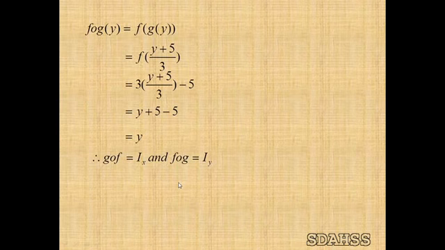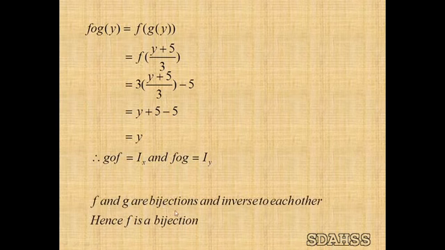Now we got g dot f of x is equal to x, and f dot g of y is equal to y. So this can be written as g dot f is equal to I x, where I means identity, and f dot g is equal to I y. So f and g are bijections and inverses to each other. So hence f is a bijection.